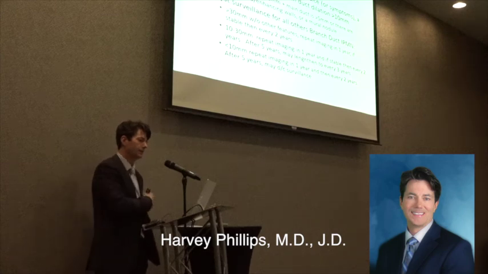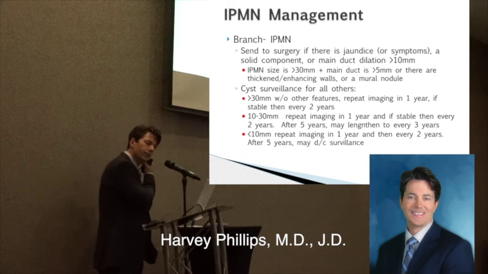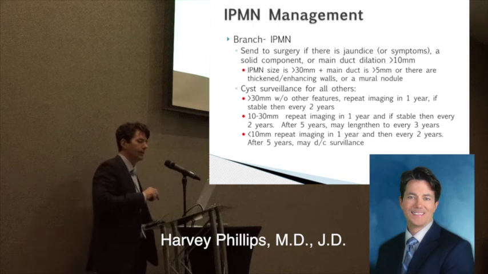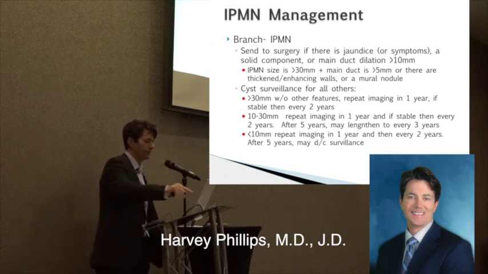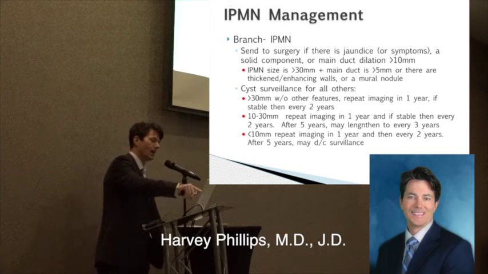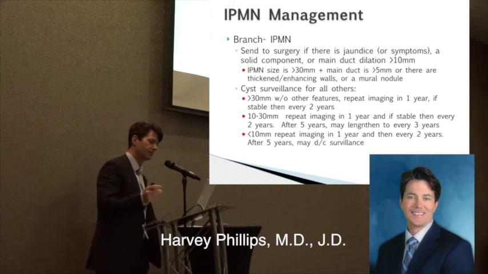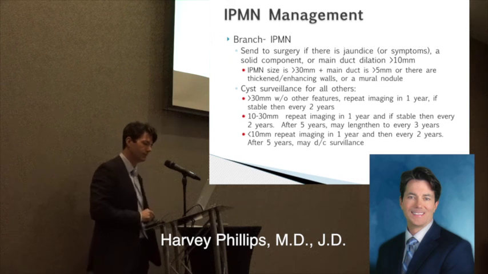Okay, next is the branch duct. There are reasons to send patients to surgery with these. The patient is jaundiced, there's a solid component, or the main duct is greater than a centimeter. So if the IPMN size itself is at least 3 centimeters, the main duct dilation is at least 5 millimeters. So the first bullet is just regardless of the size. If you've got the main duct dilation, you're going to surgerize. On the other hand, what if you have a big cyst, but the duct isn't dilated as big as 10 millimeters? Well, then these are the other reasons you would send the patient to surgery.